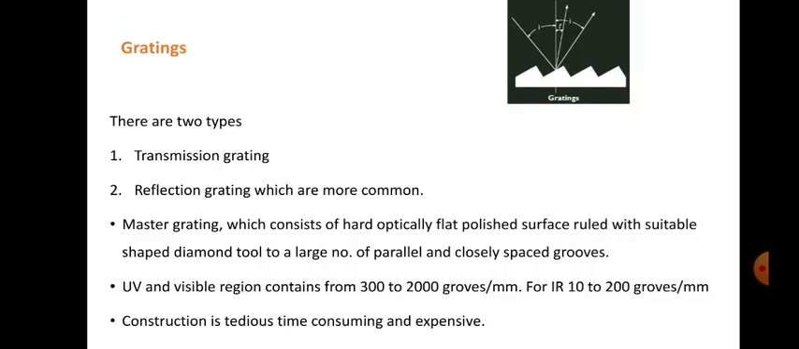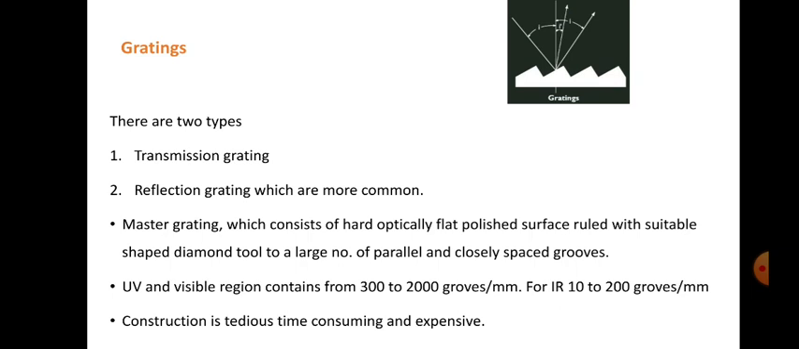Then in a generalized way we should also discuss the gratings, right. These are the gratings, which have grooves on them, and this actually helps to select a particular wavelength of light. So broadly there are two kinds of gratings, one is a transmission grating and the other is a reflection grating, and reflection gratings are very commonly used in instruments. The master grating consists of a hard, optically flat, polished surface ruled with a suitably shaped diamond tool to give a large number of parallel and closely spaced grooves, which will help you to select a narrow bandwidth of wavelength.